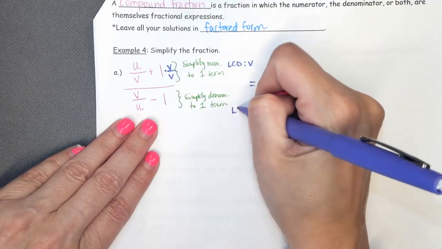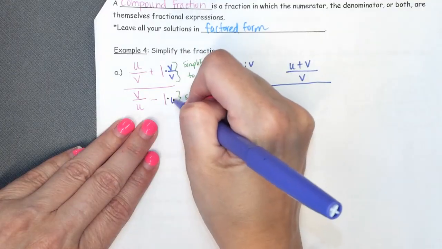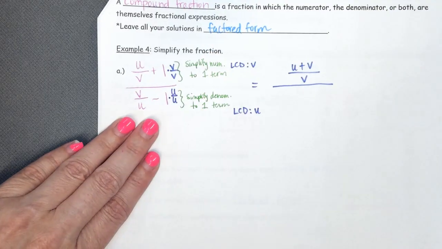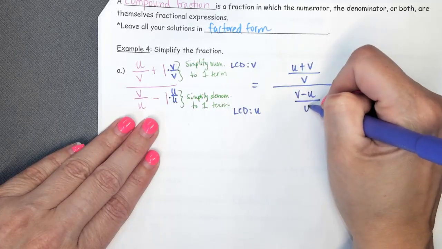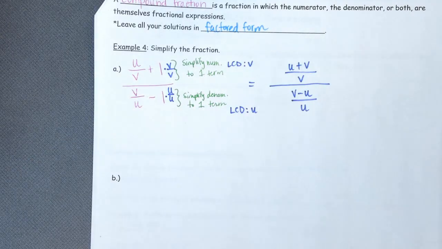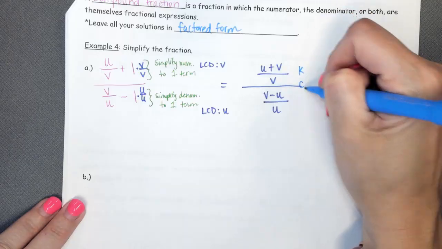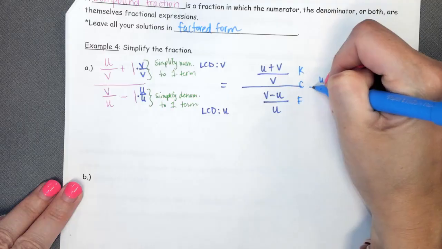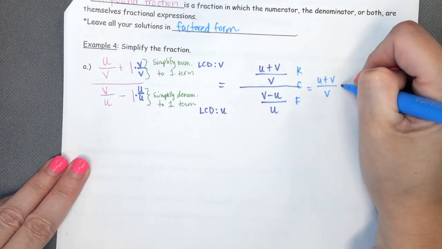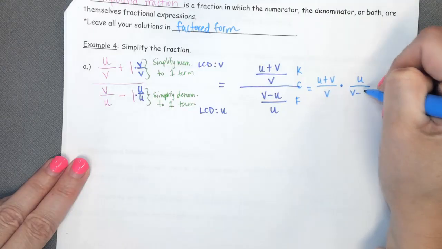All right, so then the LCD is going to be a u. So you multiply by u over u. So then I have v minus u divided by u. And then once you have that, like we said, keep, change, flip. So u plus v over v is going to stay the same. I'm going to change division to multiplication, and then I'm going to flip that bottom fraction.